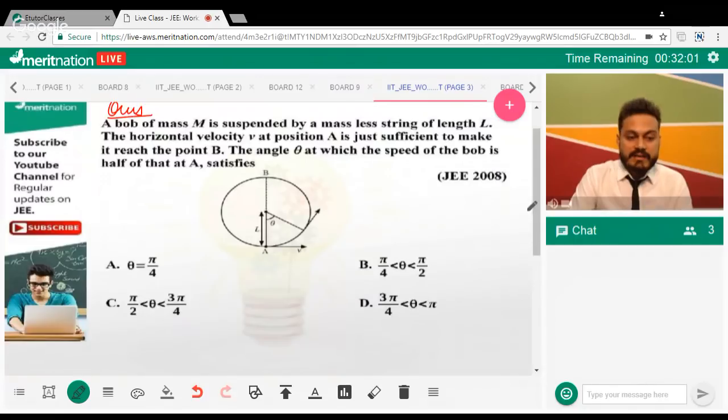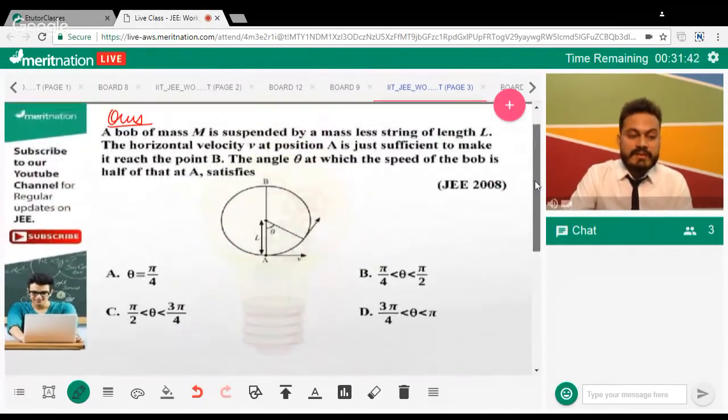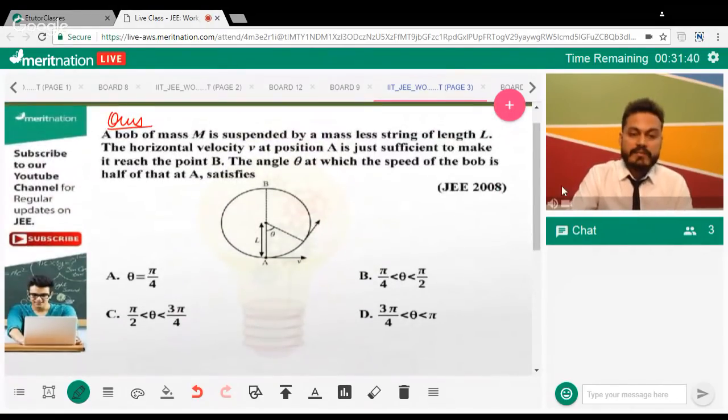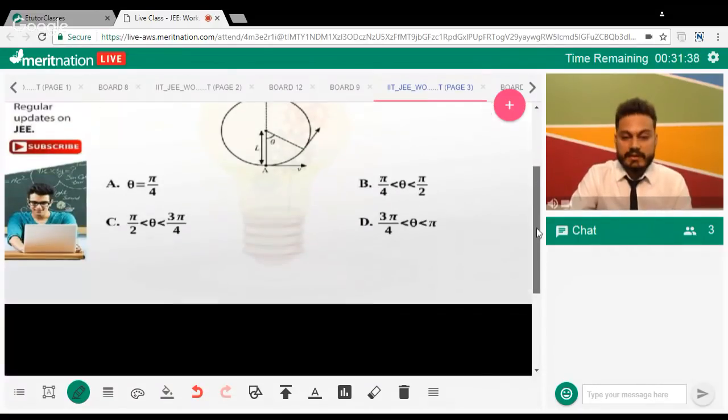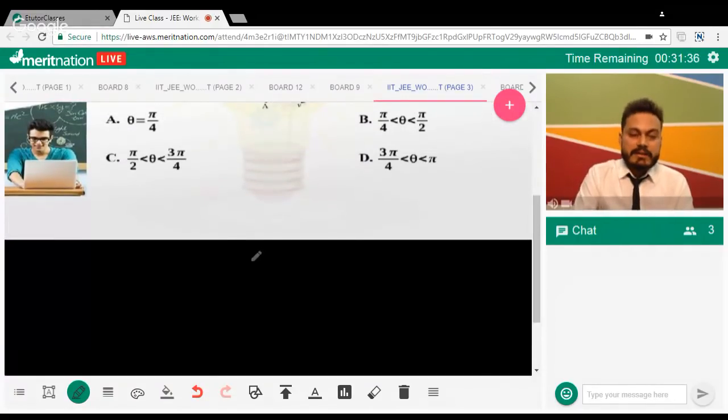A bob of mass m is suspended by a massless string of length L. The horizontal velocity v at position A is just sufficient to make it reach the point B. Find the angle theta at which the speed of the bob is half of that at A. How many of you feel it's a tough question, and how many feel you can do it? It's not a tough question, but it needs your concepts.